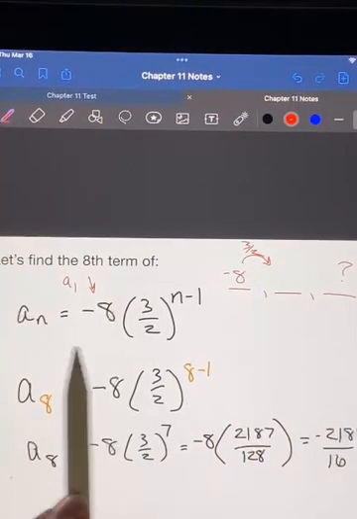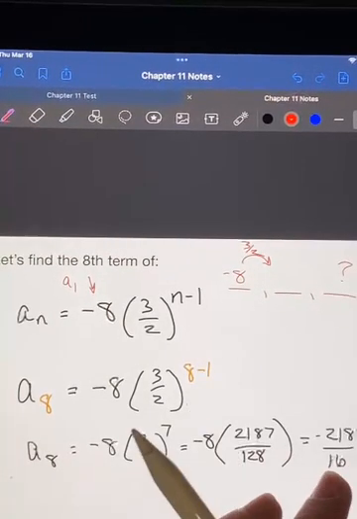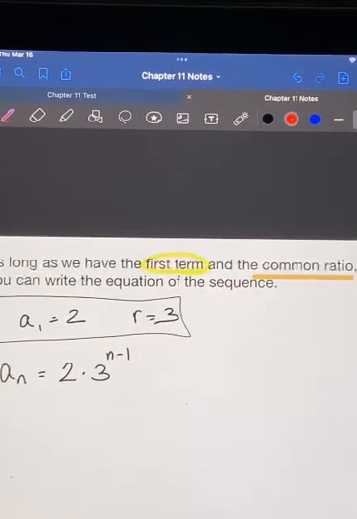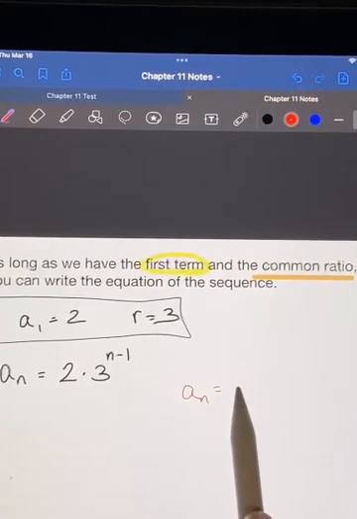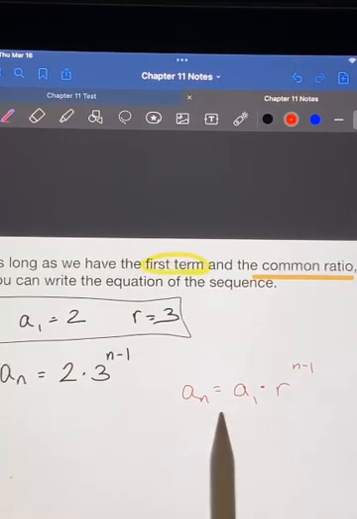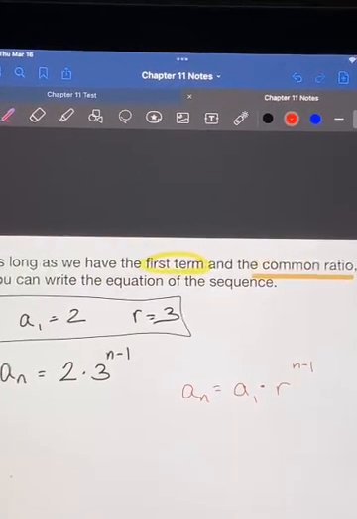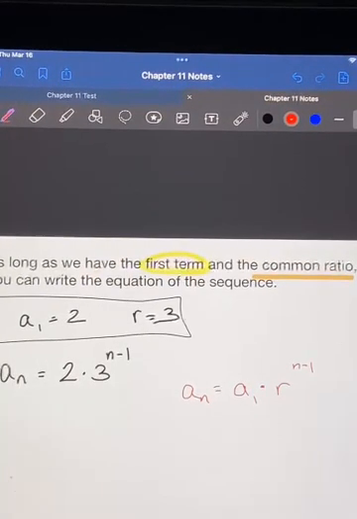So now that we can use our generic formula to find any term of a sequence, we can also use it to find the different places. Because if we know that our generic form is a sub n equals our first term, times our ratio raised to the n minus 1, if we have any of our variables, we can solve for all the other variables, because you have enough tools in your tool belt now to be able to rearrange this equation and solve for any variable that is left.